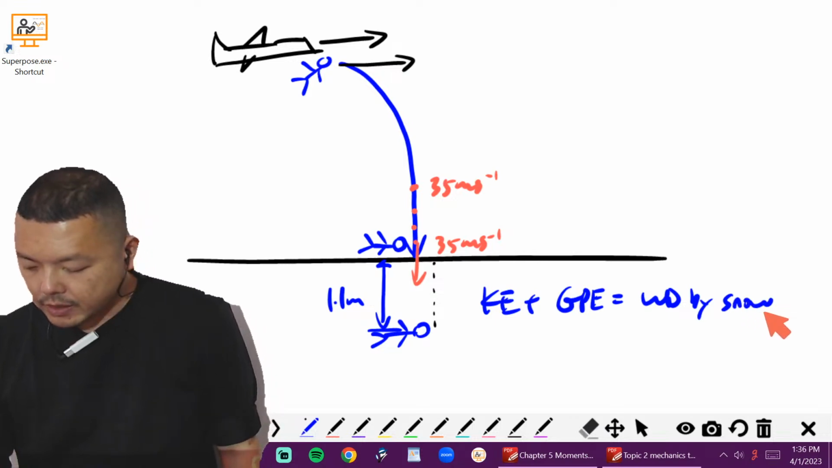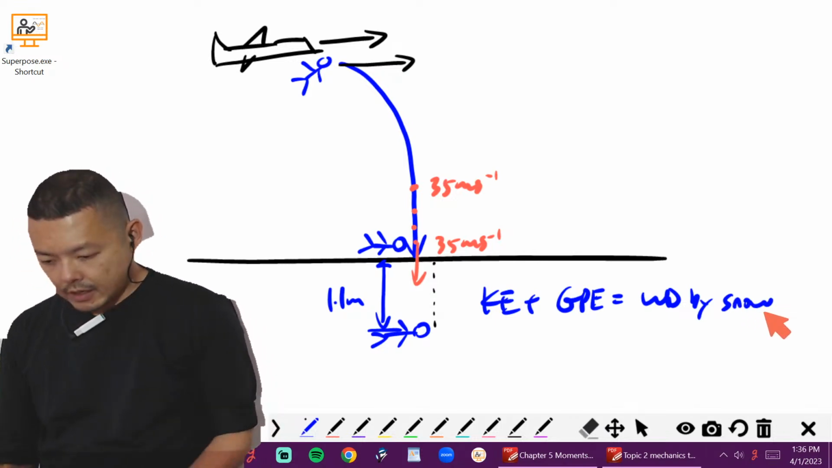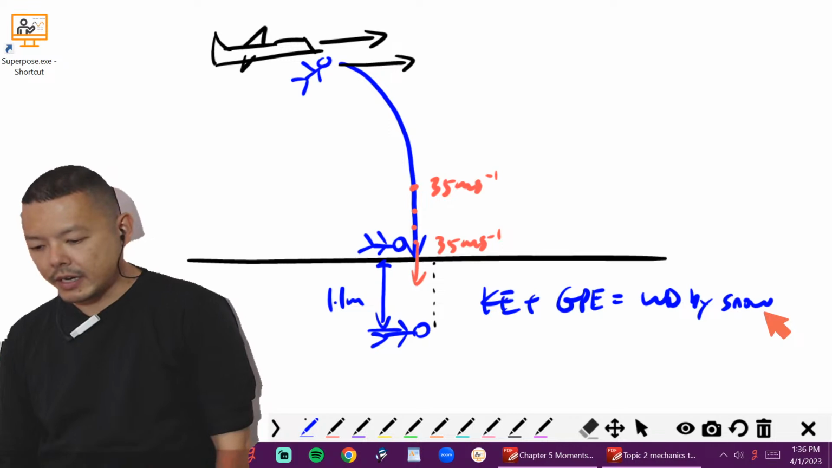KE plus GPE equals the work done by snow. Then you can work this out already. Calculate it out.